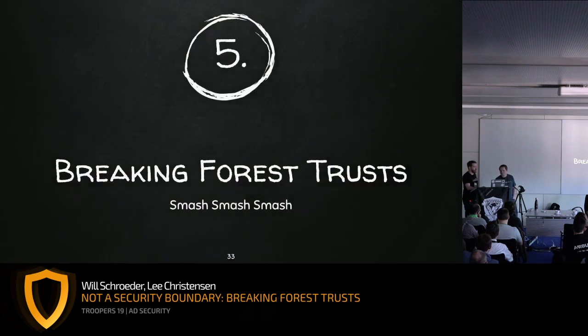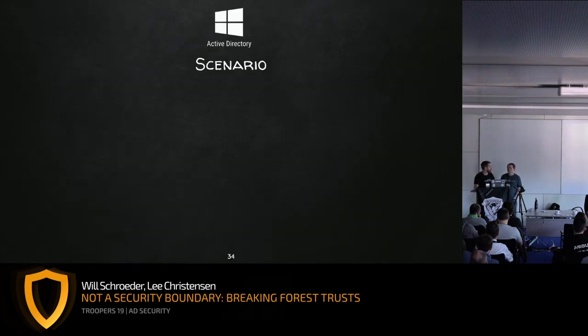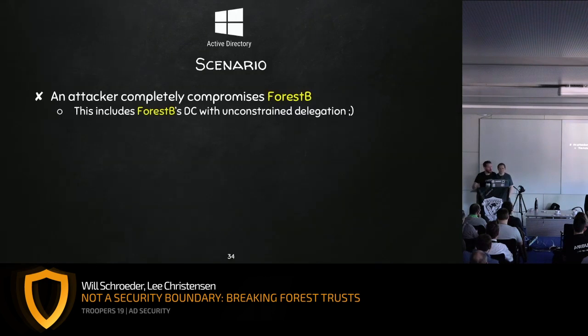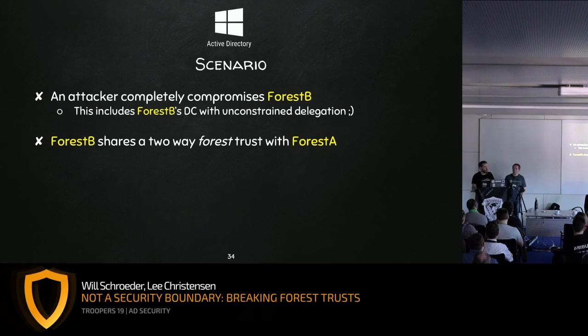All right, so let's smash some forest trust, put all the pieces together. Here's our scenario. An attacker completely compromises forest B. Like I had mentioned, you're always going to have at least one server in a forest or a domain that has unconstrained delegation. So we're in control of forest B's domain controller that has unconstrained delegation. Forest B has a two-way forest trust with forest A. No other configuration, no other nested groups, no other anything. This is it. Stock as you can possibly get.